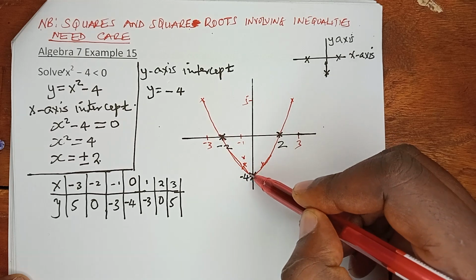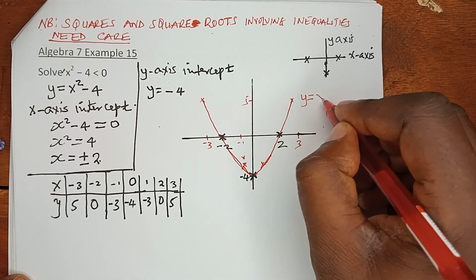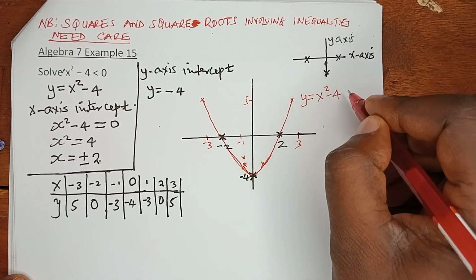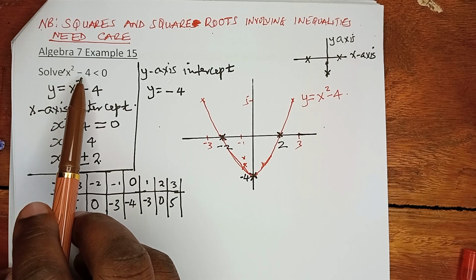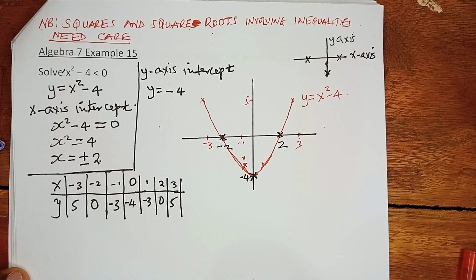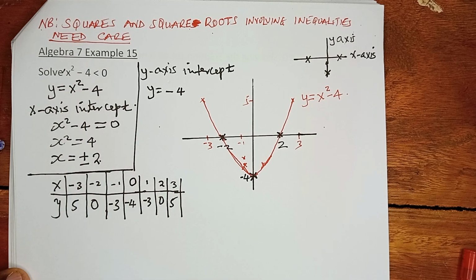That is our graph. And how do we name this graph? The name of the graph is y equals x squared minus 4, because that is the equation that gives us that curve. But now the question is not solved. We have not answered the question. The question is asking us to solve x squared minus 4 is less than 0.